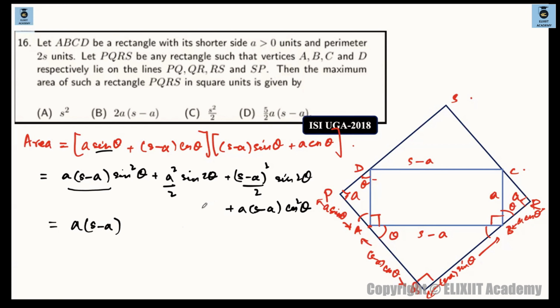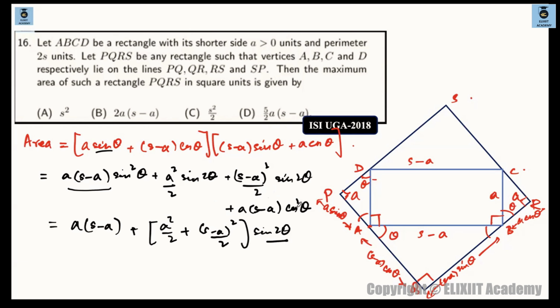Next, whatever simplification there is, we have to do it from here. So here we can take out sin of 2 theta common, so this becomes a square by 2 plus s minus a whole square divided by 2, sin of 2 theta. What do you say? This will remain. We have to maximize this thing. So maximum will come only when this is maximum, and the maximum value of this thing is known to you, sin of 2 theta, which is 1.